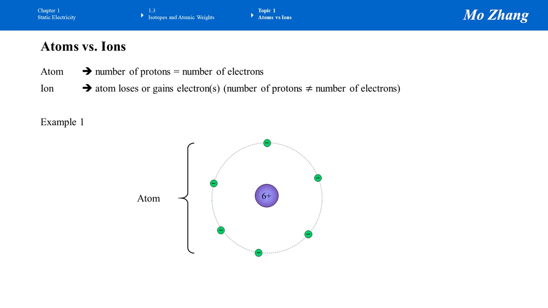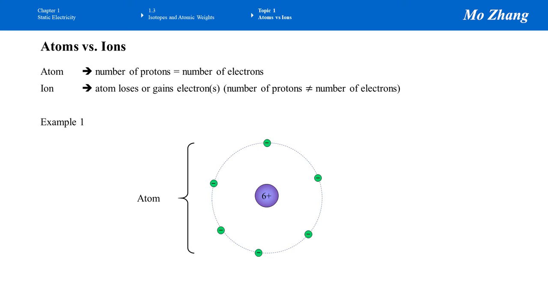Let's count the number of electrons. 1, 2, 3, 4, 5, and 6. The number of electrons equals the number of protons, the one in the center. Therefore, this is a carbon atom.